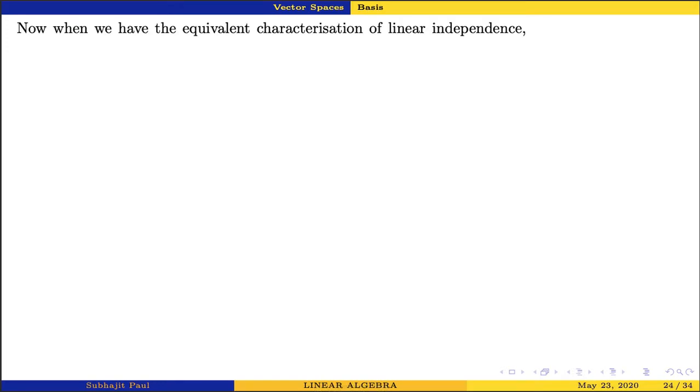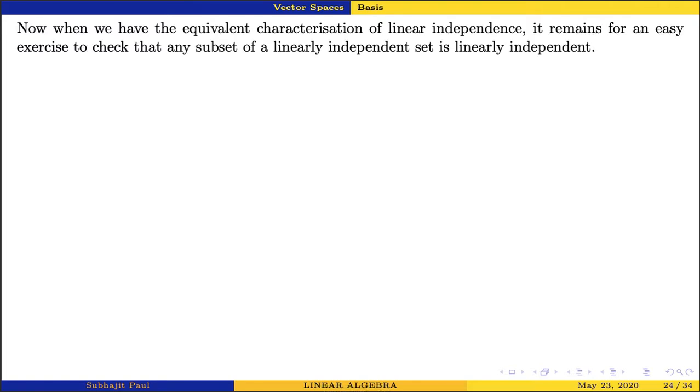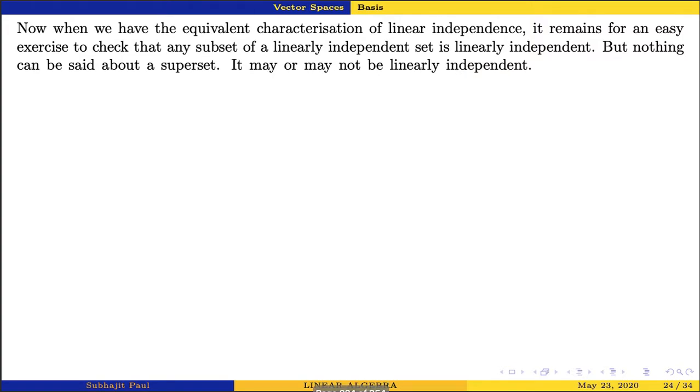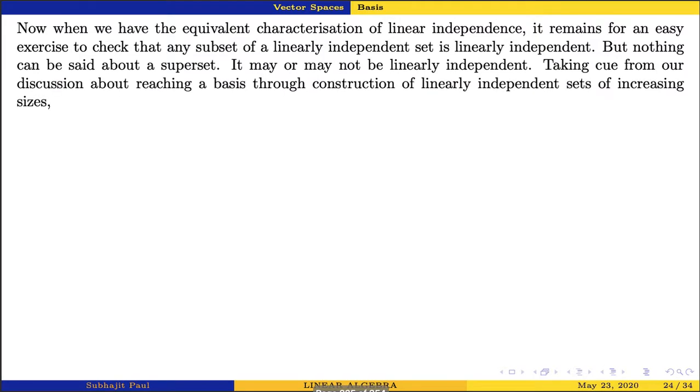So now that we have the equivalent characterization of linear independence, it remains as an easy exercise to check that any subset of a linearly independent set is linearly independent. Okay, that is very easy from that characterization. But nothing can be said about a superset. If you decrease a linearly independent set, it remains linearly independent. But if you increase it, you cannot say anything with confidence. So it may or may not be linearly independent.